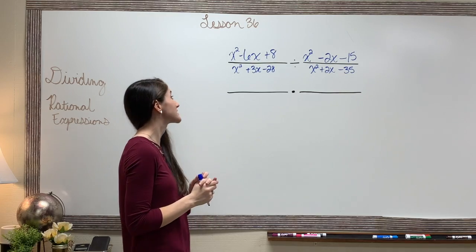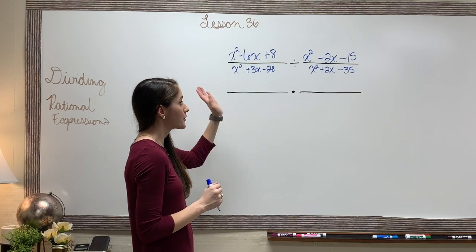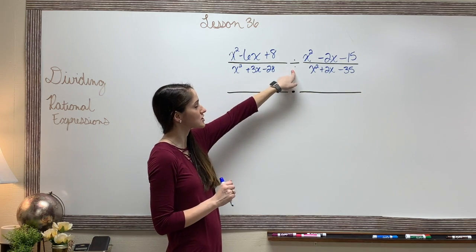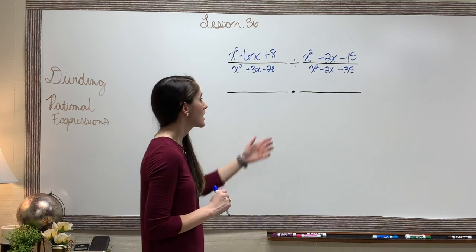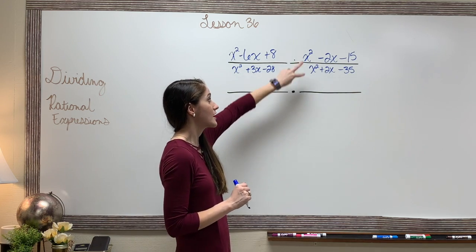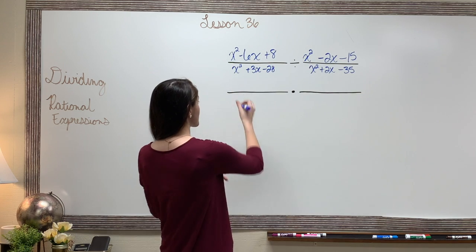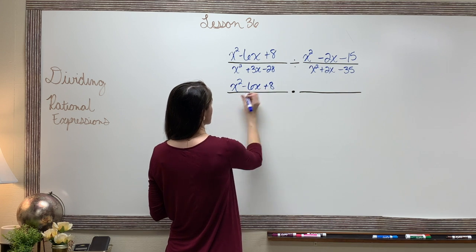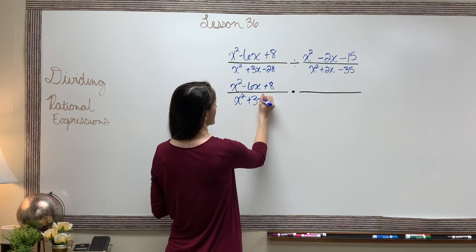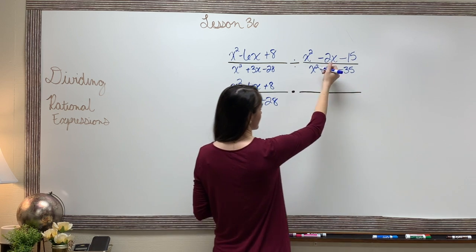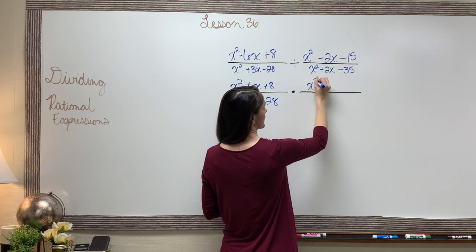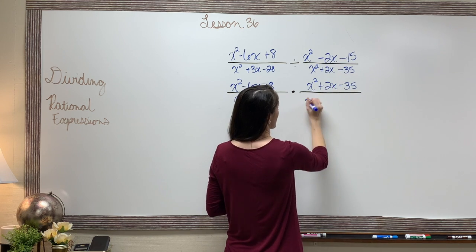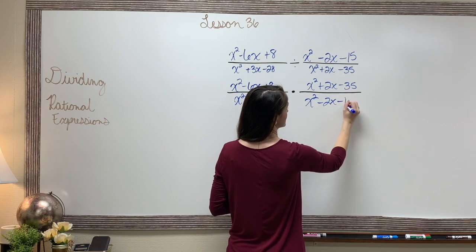Our second concept is going to be dividing. The only thing that's going to change is we're not starting out with multiplication, we have division. And we know that when we are dividing fractions, we're going to change this division sign to multiply, and we're going to flip the second fraction. So the first one stays the same: x squared minus 6x plus 8 over x squared plus 3x minus 28. And then here is where I have to remember to flip. So x squared plus 2x minus 35 over x squared minus 2x minus 15.